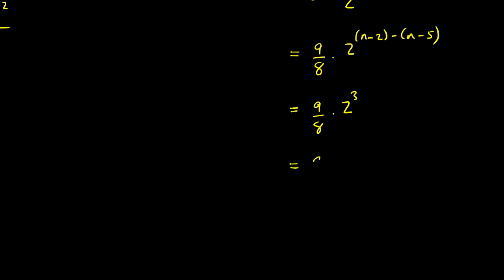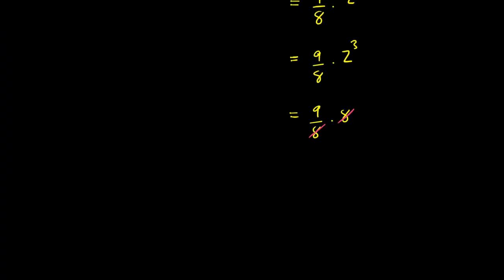So actually what we've got is 9/8 of 8. So that's going to cancel off the 8 and the 8. And so in other words, what we're left with is n − 1 = 9. And so n is equal to 10.